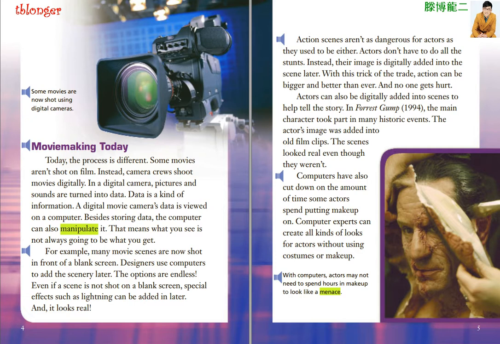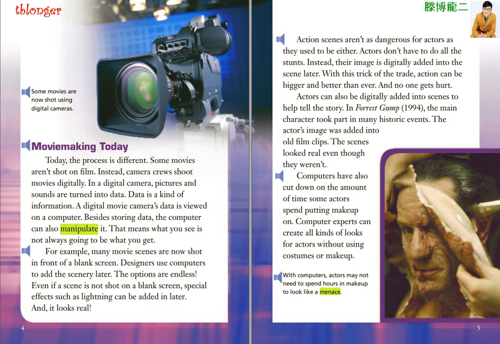Movie making today. Today, the process is different. Some movies aren't shot on film. Instead, camera crews shoot movies digitally. In a digital camera, pictures and sounds are turned into data. Data is a kind of information. A digital movie camera's data is viewed on a computer. Besides storing data, the computer can also manipulate it. That means what you see is not always going to be what you get.